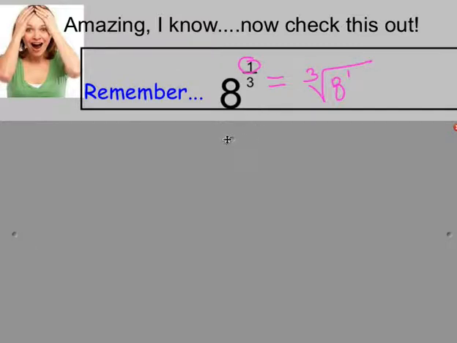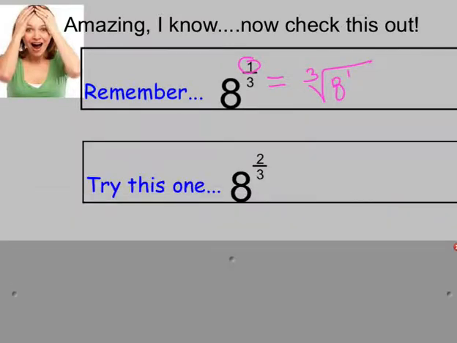So now we're going to look at, well, what if I have the 2/3 power? Well, I can rewrite it the same way. What's in the n is the 3, so it's the cubed root of 8. But now it's really 8 to the second power. Okay, so that's one way you can look at it.